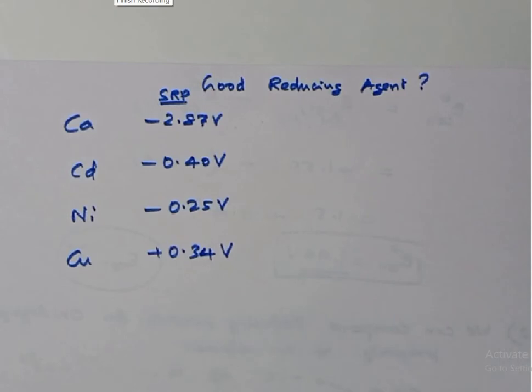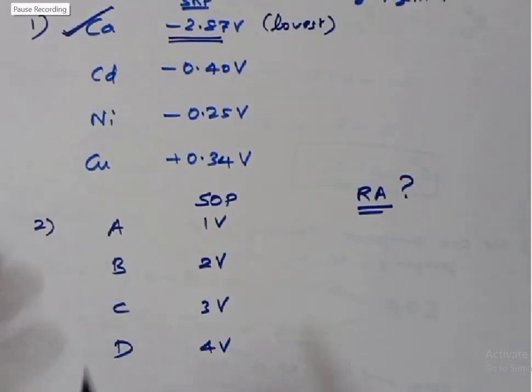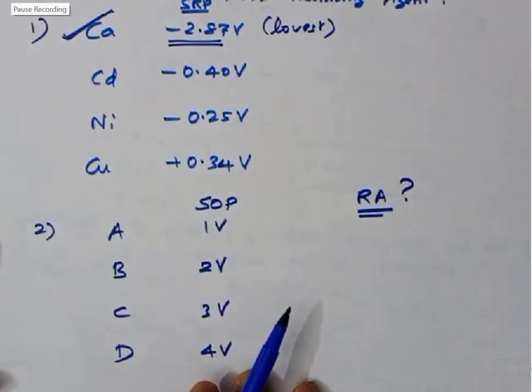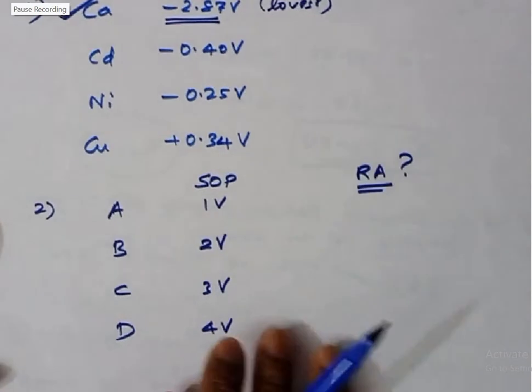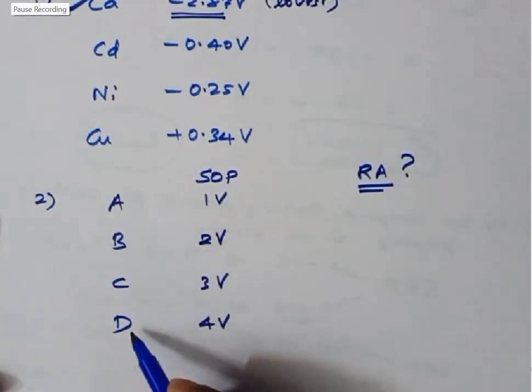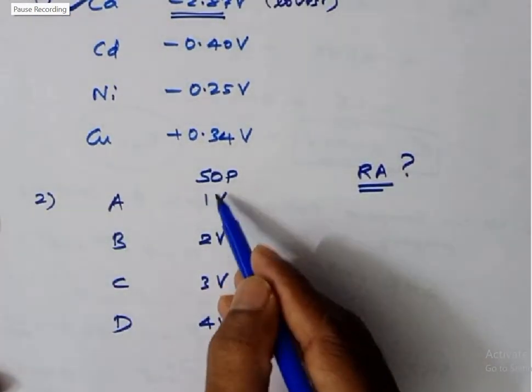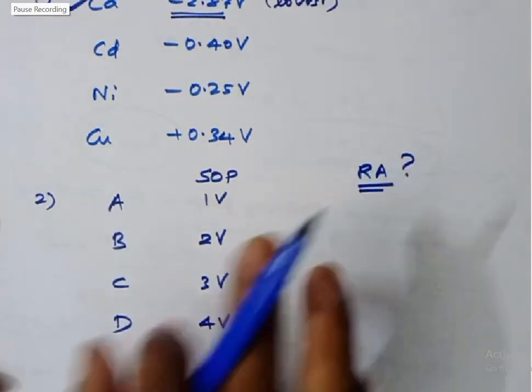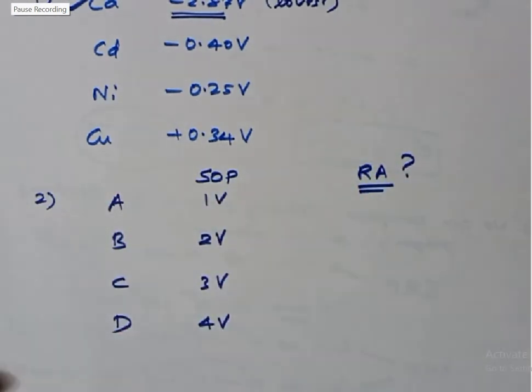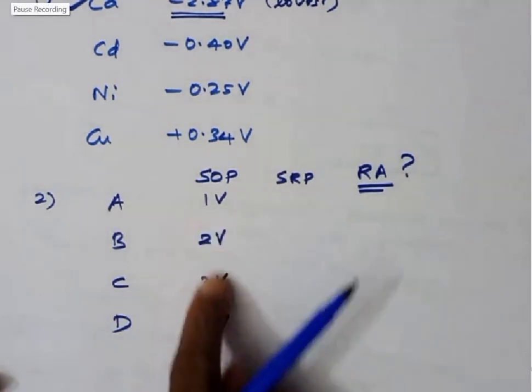Yeah, students, can anyone tell me which is okay? So here calcium is the good reducing agent because the reduction potential is lowest. Now the next question is this: I have given 4 elements and the SOP values are given. You need to identify the better reducing agent among the 4.